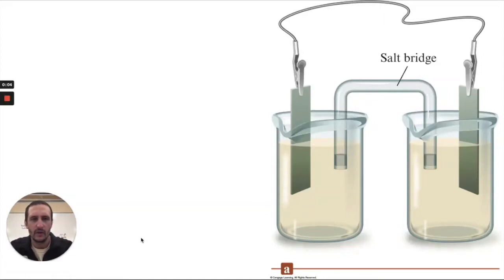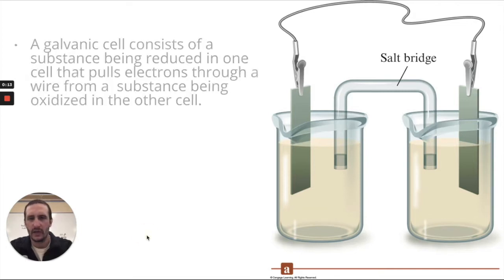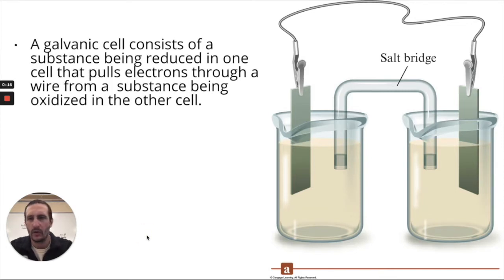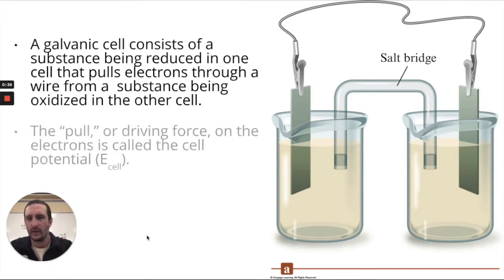In this part of the video, we're going to talk about how to determine cell potential for a voltaic cell. So just a quick recap from what we talked about before. A galvanic cell consists of a substance being reduced in one cell, and that pulls electrons through a wire from a substance that's being oxidized in another cell. And so another word for galvanic cell is a voltaic cell that we talked about in the previous video.